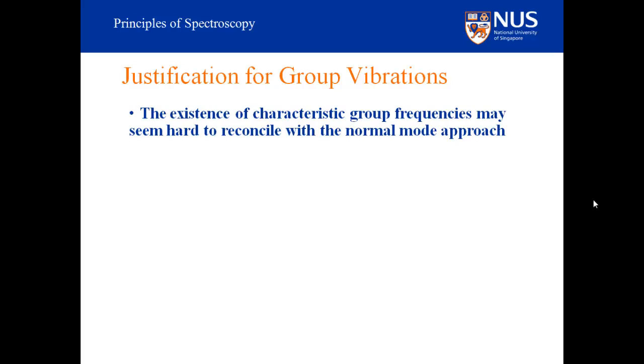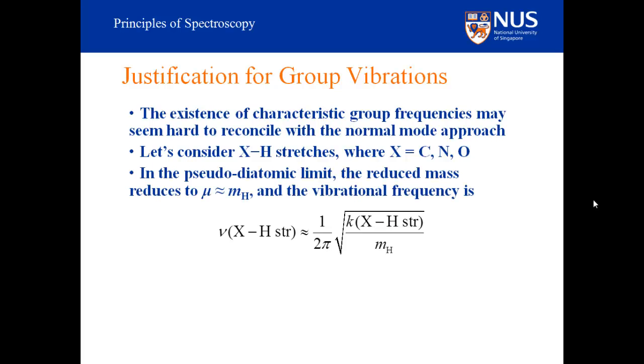So what might be the justification of this? Let's consider some XH stretches where X could be a carbon, nitrogen or oxygen atom, say. Now if we wanted to write down what the vibrational frequency for an XH stretch would be, we can write it out in terms of Hooke's law. It will be equal to 1 over 2 pi times the square root of the force constant of the XH stretch over the reduced mass of the system. However, the reduced mass of the XH group is going to be close to the mass of the hydrogen atom. We can reconcile this by considering the reduced mass more closely.